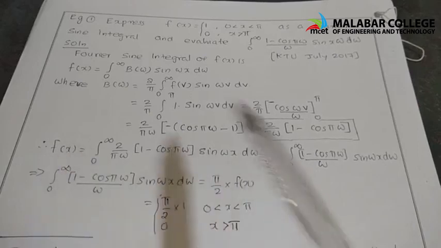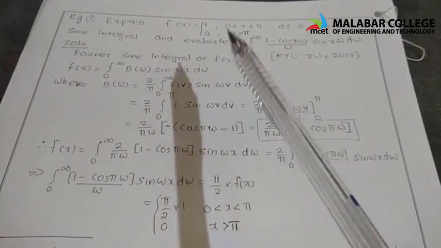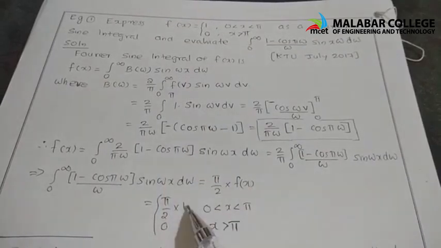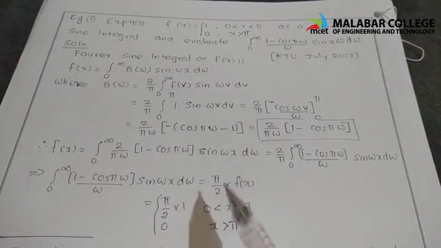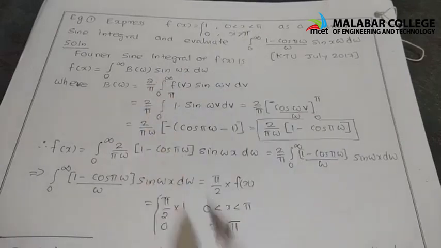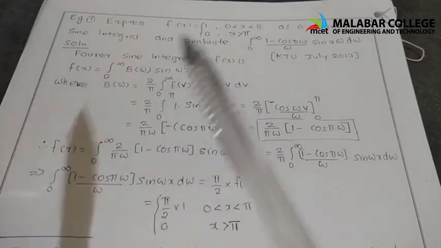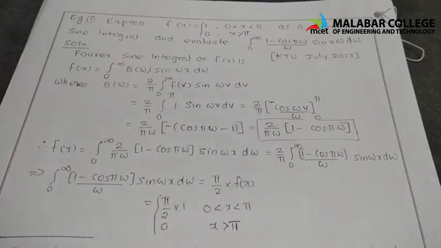And we know the value of f of x, which is 1 in the interval 0 to pi and 0 when x is greater than pi. So I am substituting f of x equal to the first value 1 here. So this is pi by 2 into 1, which is pi by 2 in the interval 0 to pi, and pi by 2 into the next value, 0 here. So pi by 2 into 0, I will get 0 here, which will come when x is greater than pi. This is the Fourier sine integral of this given function, and this is my first part. Thank you for watching.